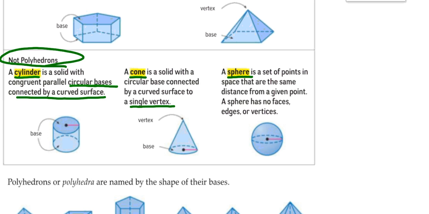A sphere has a similar definition to a circle. If you remember, a circle is, in a plane or flat surface, all the points equidistant from a given point. That's what a sphere is, except it's all the points equidistant from a given point in space. So you're not bound to just a single flat surface. The set of points in space that are the same distance from a given point. A sphere has no faces, edges, or vertices.